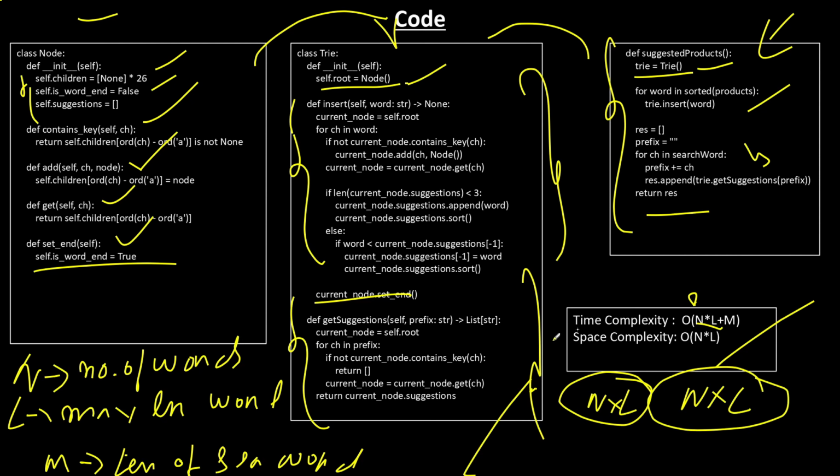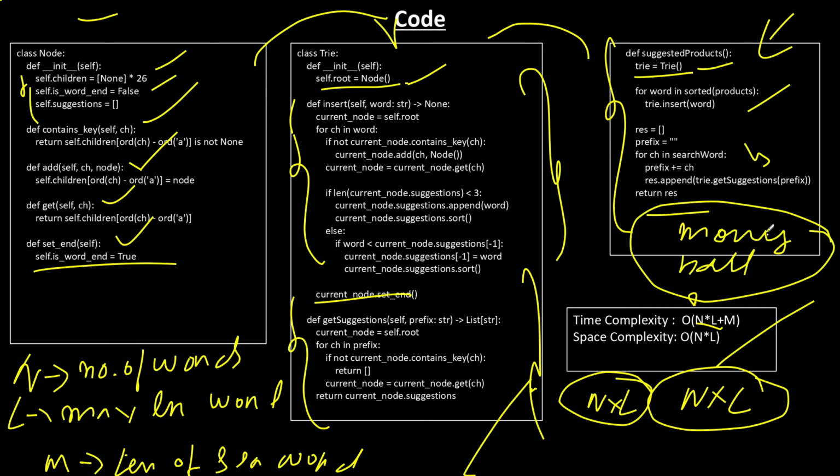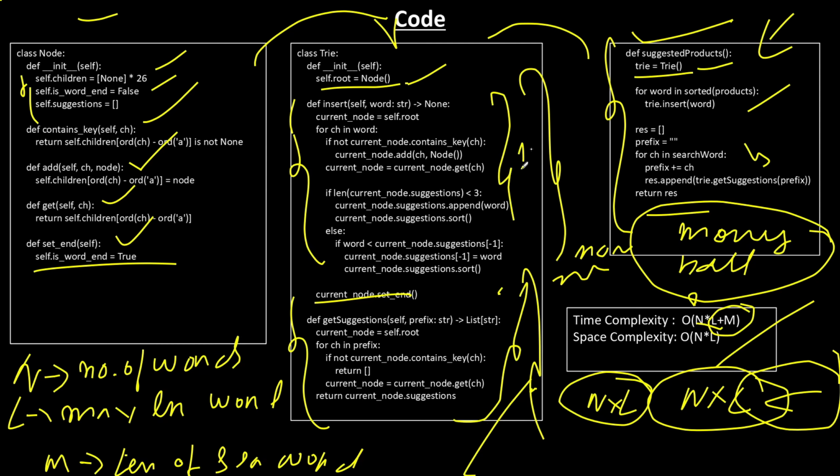That would be if we don't have any matching prefixes. Suppose we have monkey, then we have ball. So it will definitely take n cross L. But if it is monkey, then money, it will take much less time for inserting. Now, where is m coming from? M is coming from the suggestions function. This one gives n cross L, and this one is giving m.